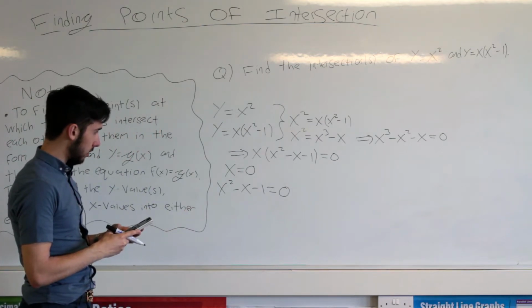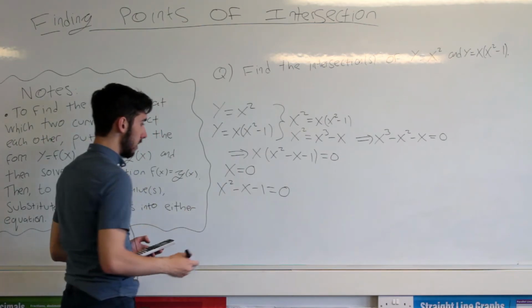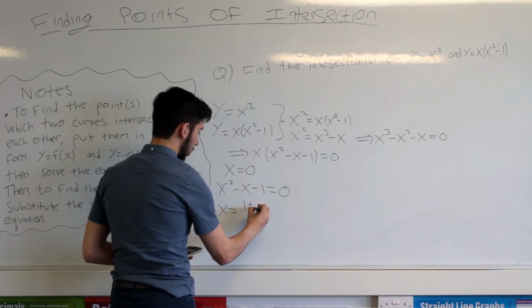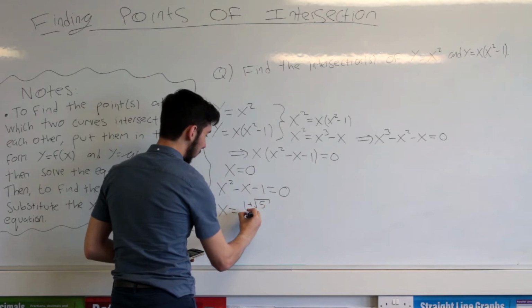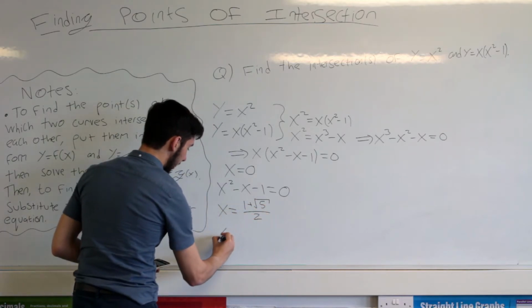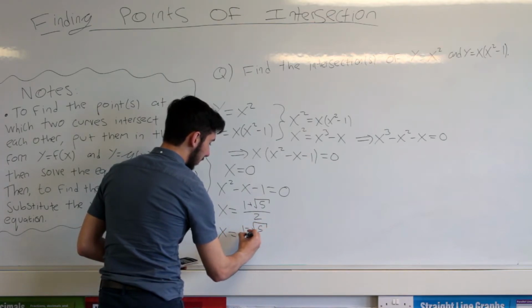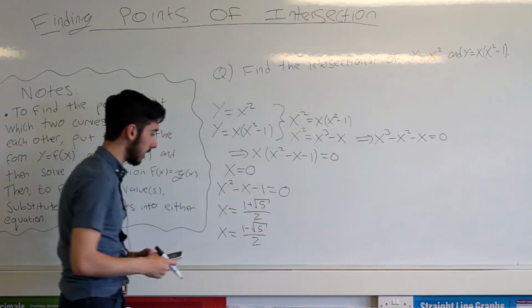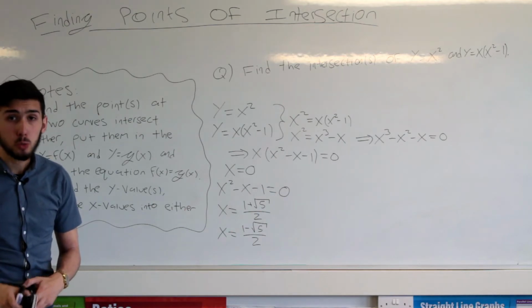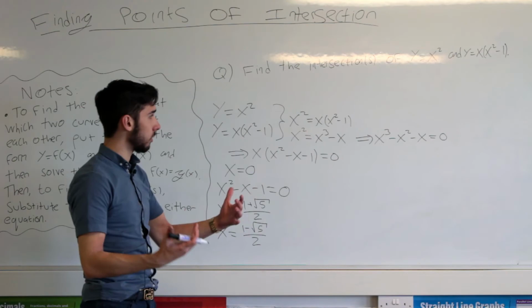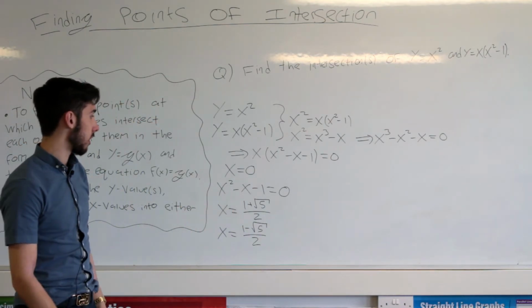Putting our numbers into the quadratic formula, we end up with x equals 1 plus the square root of 5, all divided by 2, and x equals 1 minus the square root of 5, all divided by 2, just like this, okay? So there are actually 3 points of intersection on this line, on the two graphs touching each other.